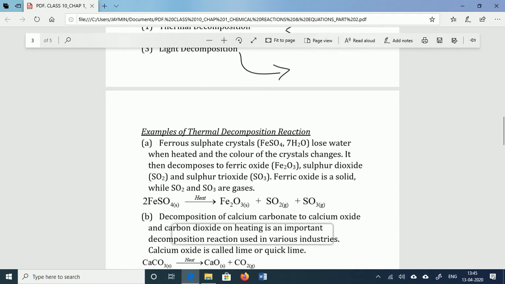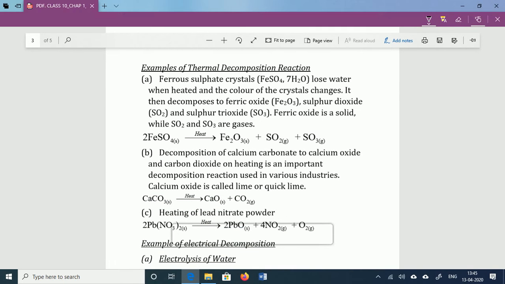Now first we will start with the thermal decomposition reaction, the process in which heat plays the important role. By providing heat, if we are able to convert the larger molecule into two or more smaller molecules, then this type of chemical reaction should be called a thermal decomposition reaction.